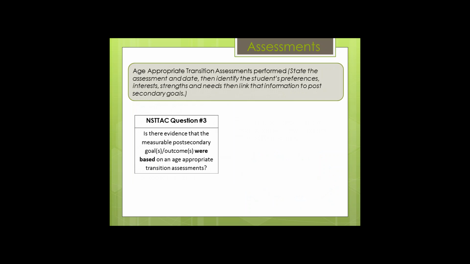Question 3 is the area that I think we have the most difficulty within the state. The transition plan is supposed to be based on age-appropriate transition assessments. Those assessments can either be formal assessments, such as interest inventories or aptitude skills, or informal assessments, such as an interview with the student, or, in the case of a student who's going on to post-secondary education programs, a description of their academic skills.